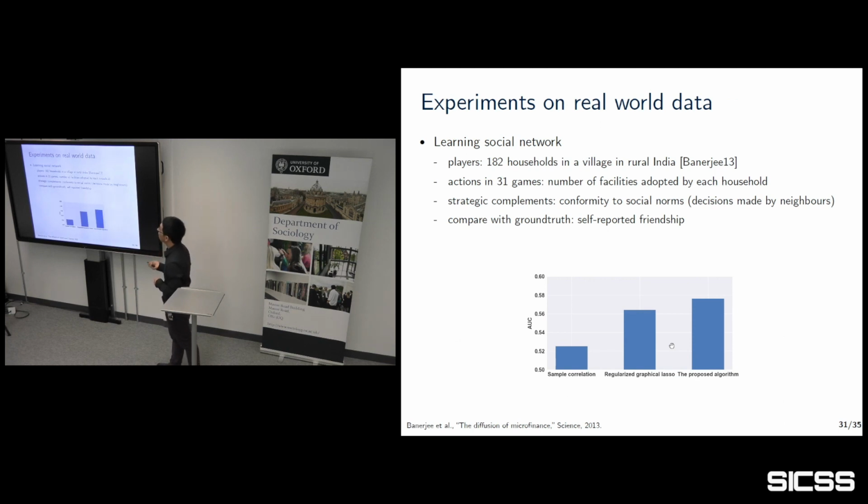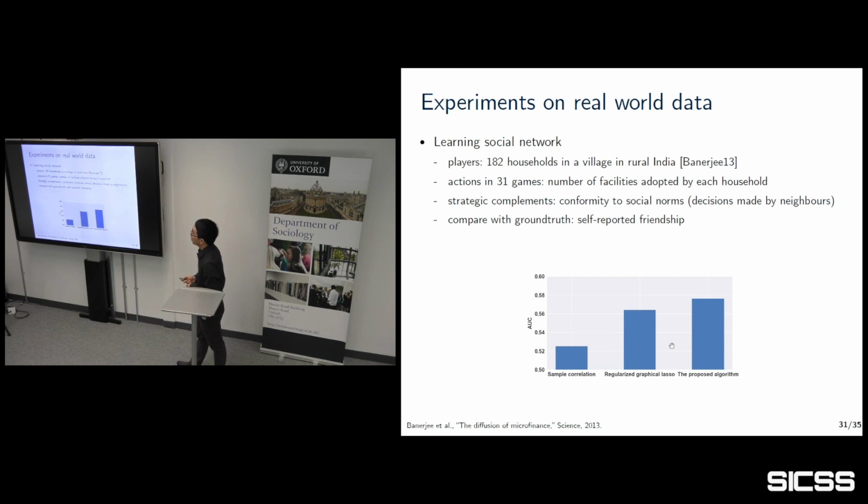We also used some real-world data to infer. In this case, it's an inference of a social network structure, where the data are from almost 200 households in a village in rural India. This is one classical study in economics. The actions in this case are basically the number of facilities adopted by each household. And it's arguably a strategic complements game, because conformity to social norms will lead to higher benefits in the village. We take the data, which is the actions, and then get the social network and compare that with the self-reported social network to see how it works. So in this case, we can get some good performance, better than the baseline.